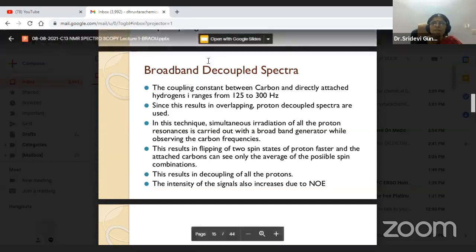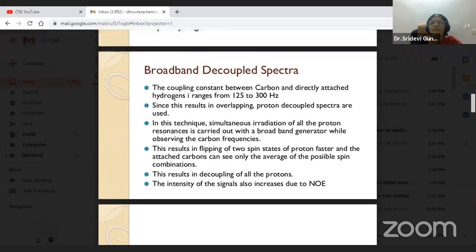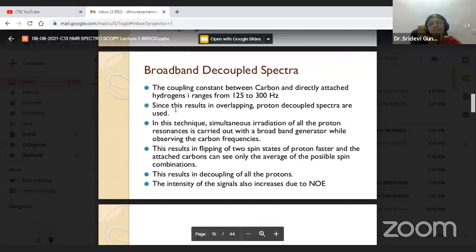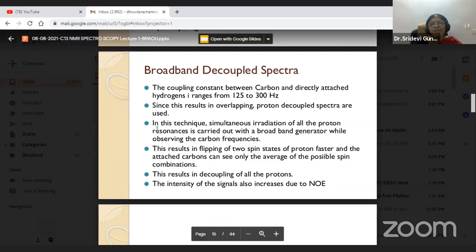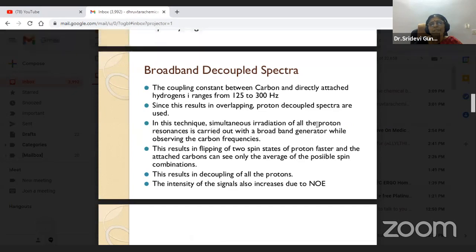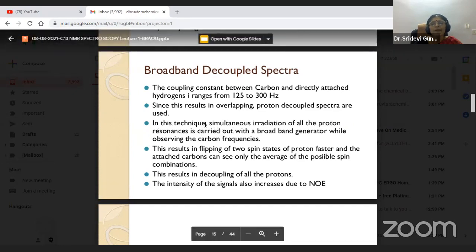Why are they necessary? As I told you already, the coupling constant between carbon and directly attached hydrogens ranges from 125 to 300 Hertz. Since this results in overlapping, proton decoupled spectra are used. So this broadband corresponds to a broadband of radio frequencies consisting of all the protons present in a molecule. In this technique, what is done? Simultaneous irradiation of all the proton resonances is carried out with a broadband generator while observing the carbon frequencies.